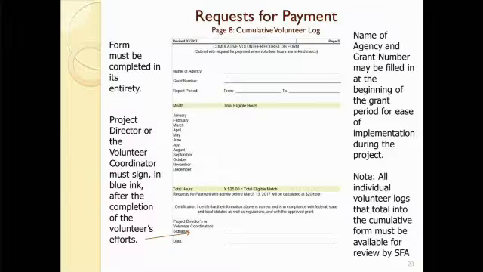You can copy this form numerous times and then submit it each month or quarter. All individual volunteer logs that total into the cumulative form must be available for review during a site monitoring visit. If you'll notice on this form, total hours eligibility has been increased after March 13th, 2017 to $25 an hour. Anything before March 13th will be calculated at $20 an hour.